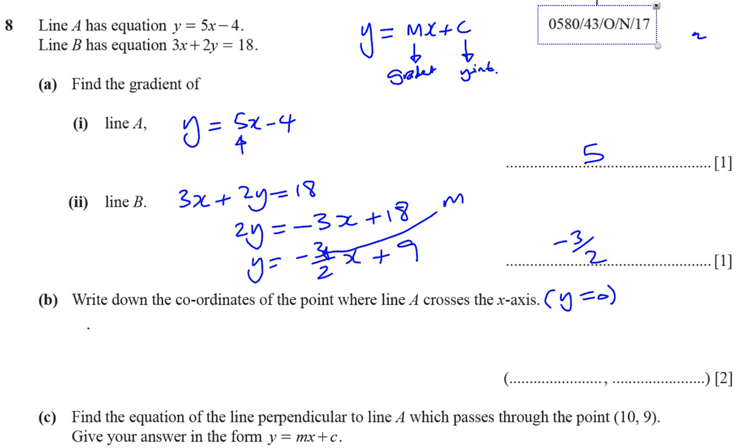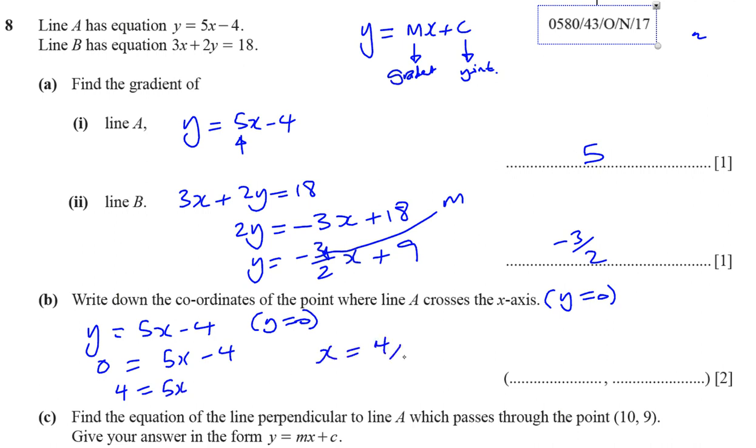So if you've got the equation of the line, y equals 5x minus 4, when y is equal to 0, you'll have 0 equals 5x minus 4, and then you can just rearrange that formula. You'll have 4 is equal to 5x. You have to divide both sides by 5. You get x equals 4 over 5, which is 0.4. Sorry, 0.8. So it's going to be 0.8 and 0.